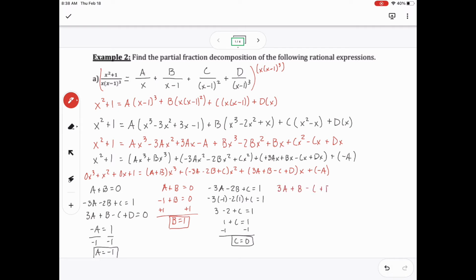And then to find d, I will use all three of my values with the third equation to help me find that value. And it looks like d will be 2. So once I've solved for all my values, I'll go back to the top and plug them in to figure out what my partial fraction decomposition will look like. And then I get the following answer.